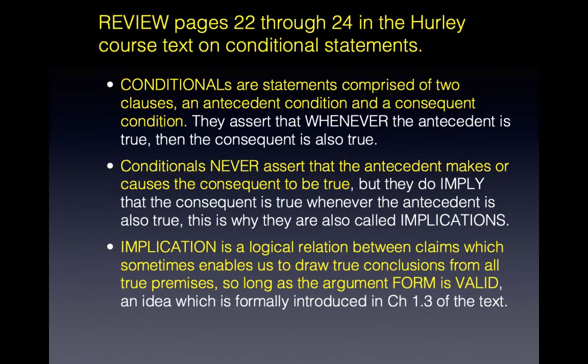Conditionals never say that the antecedent makes or causes the consequent to be true, but they do imply that the consequent is true whenever the antecedent is also true. This is why they are also called implications. Implication is a logical relation between claims which sometimes enables us to draw true conclusions from all true premises, so long as the argument form is valid, an idea which is formally introduced in chapter 1.3 of the text.